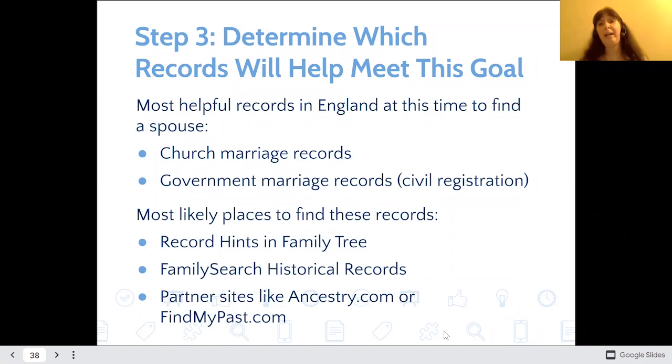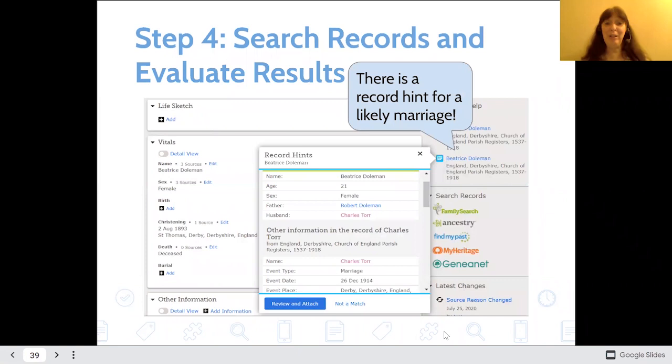So I look at Beatrice's page, and guess what? Over at the side, there is a hint for a marriage. And I actually didn't choose this because of the record hint. This is kind of unscripted, right? I was like, I need an example for my webinar, so let's do Beatrice. Oh, there's the record hint.